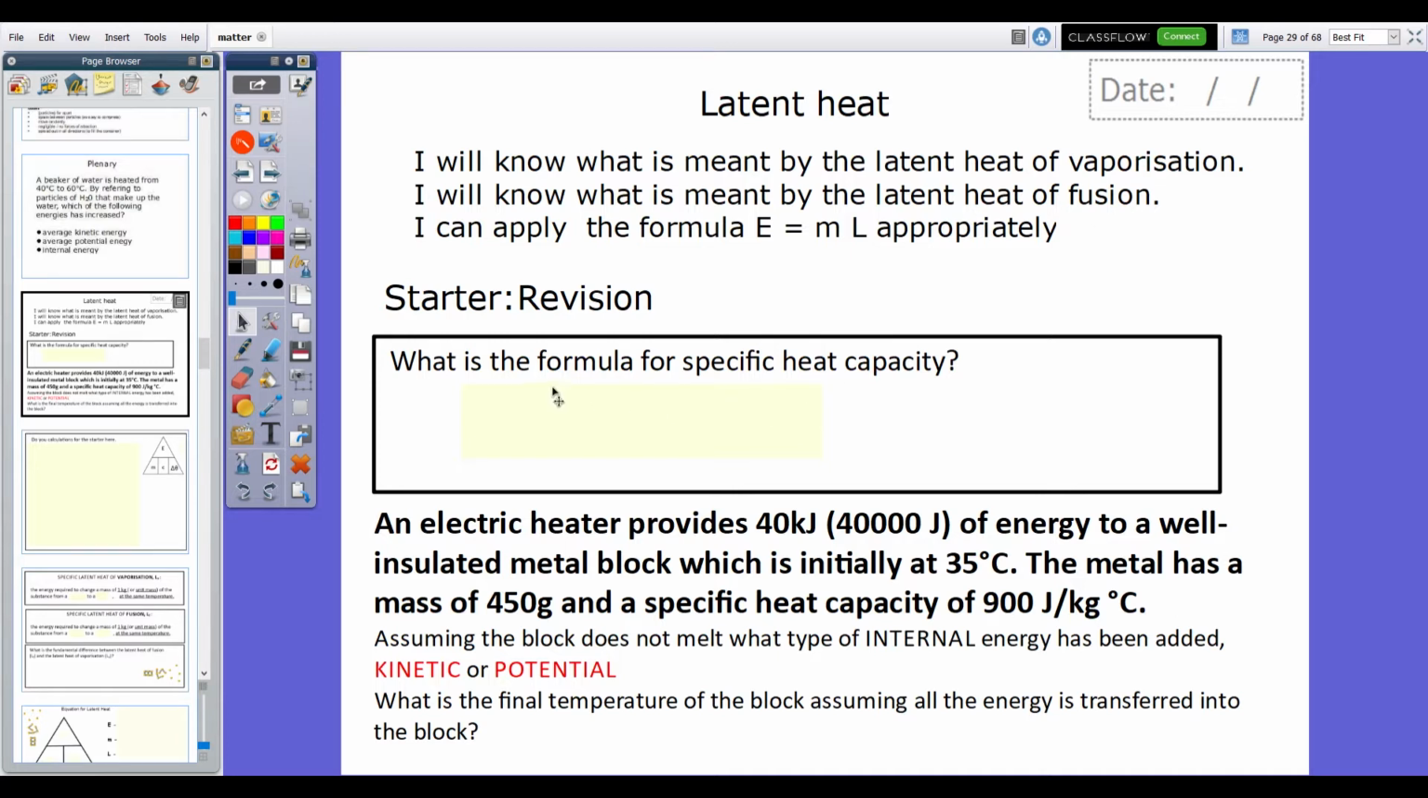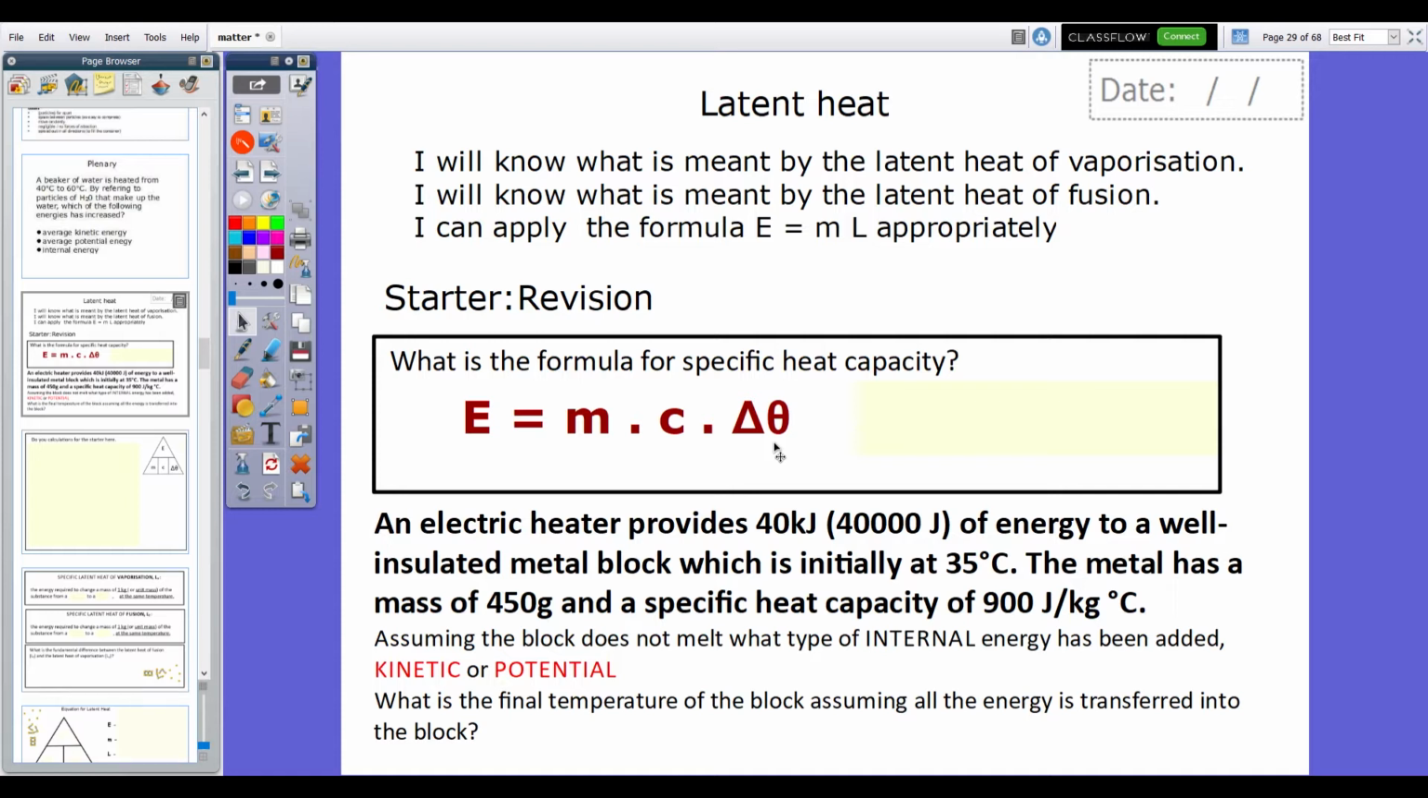So, revision. What is the formula for specific heat capacity? Well, if you know it, write it down. I'm just going to reveal it now. E equals mc delta theta. E is energy, m is mass, c is specific heat capacity, measured in joules per kilogram per degree C. And delta theta, well, delta is change in, and theta is the temperature, so change in temperature. You multiply all those three together, and you'll end up with the energy required to raise the temperature of a substance.